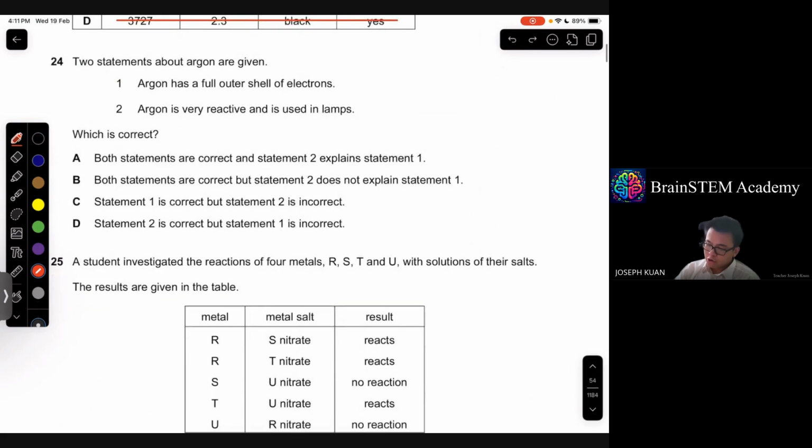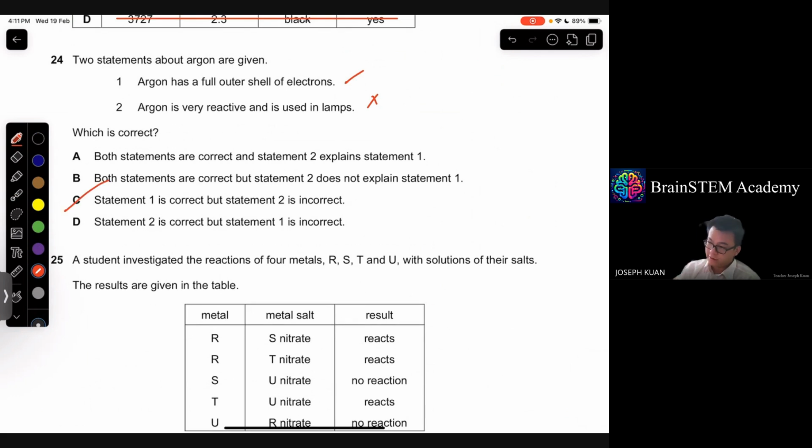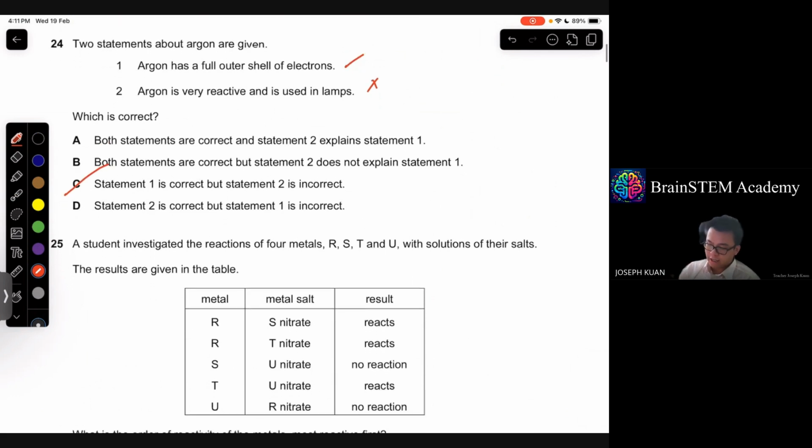Question 24. Two statements about argon are given. Argon has a full outer shell of electrons, and argon is very reactive and is used in labs. Which one is correct? We know 1 is correct, 2 is wrong. Statement 1 is correct, but statement 2 is incorrect. As they have a full outer shell, they are unreactive and inert.